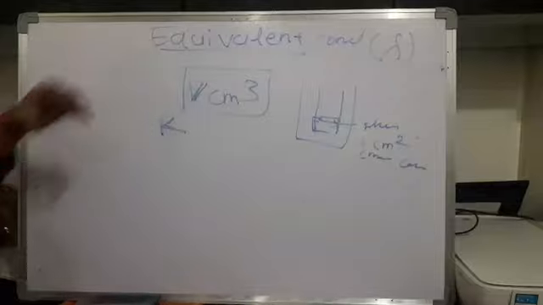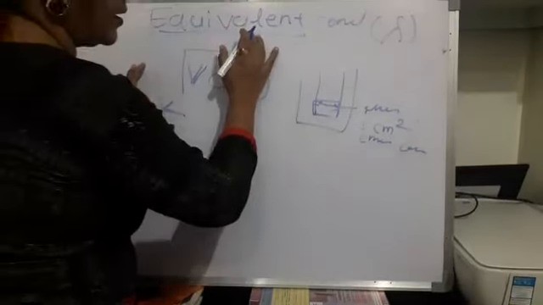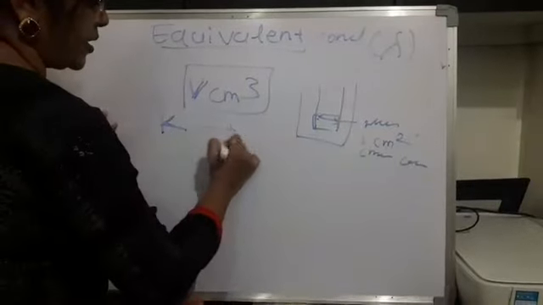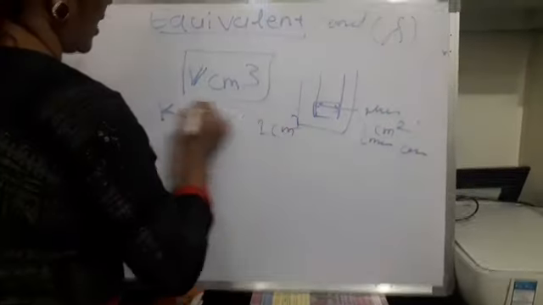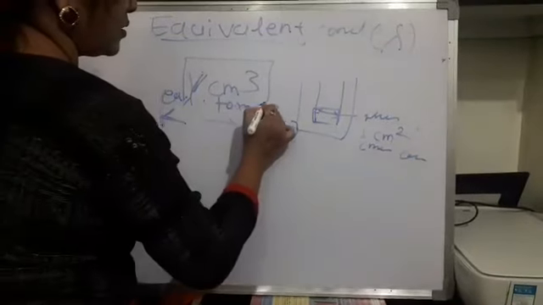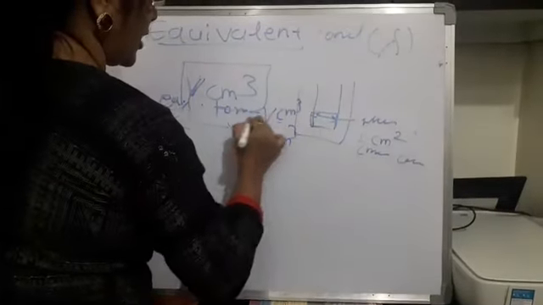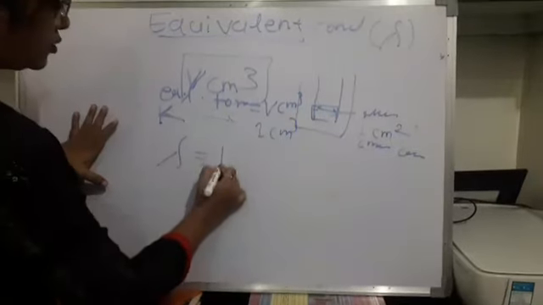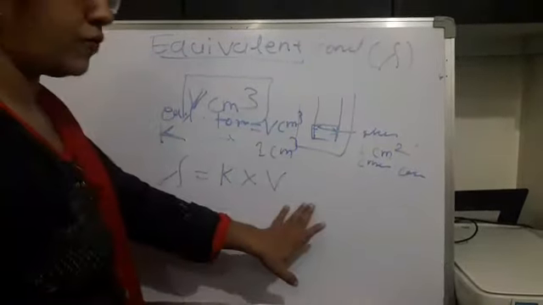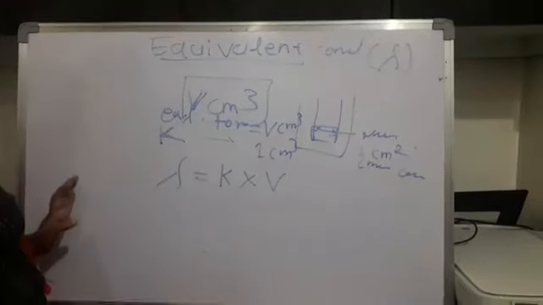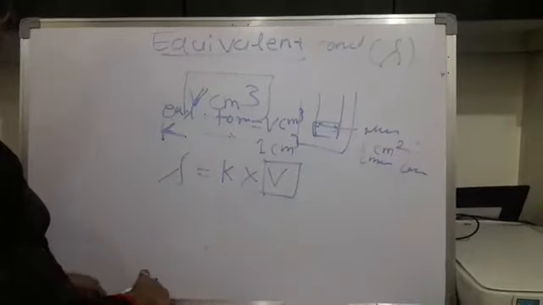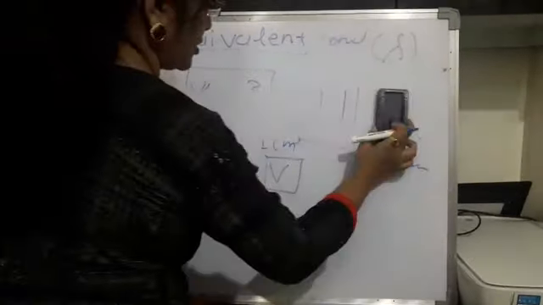This equivalent conductance is interrelated with the specific conductance, because specific conductance is for 1 centimeter cube and the equivalent conductance lambda is for V centimeter cube. Therefore lambda equals K into V. Then how can we determine this V? By the normality equation, the concentration term.